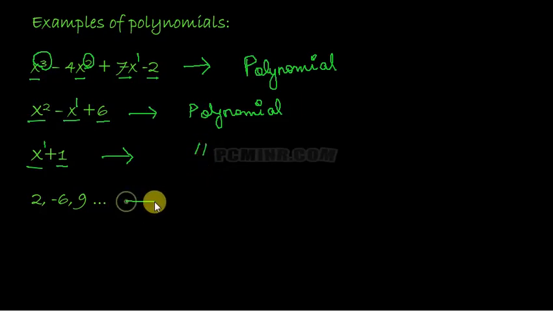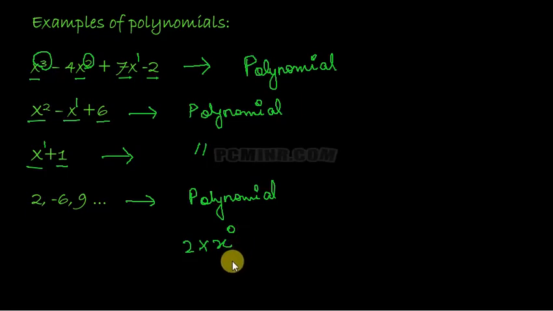And when you look at the terms 2, minus 6, 9, 11, 12, any number alone, it is also a polynomial because you can consider a single constant term to be multiplied with x to the power 0, right? So 2 can be written as 2 into x to the power 0, because anything raised to the power 0 is 1. And we have already done this in laws of exponents. So 2 into x raised to the power 0, which is again a whole number. So this is also a polynomial. So any number will also be considered a polynomial.